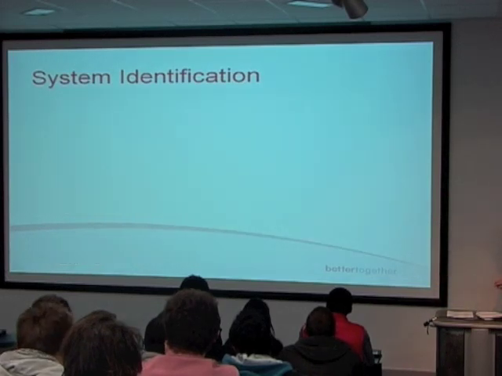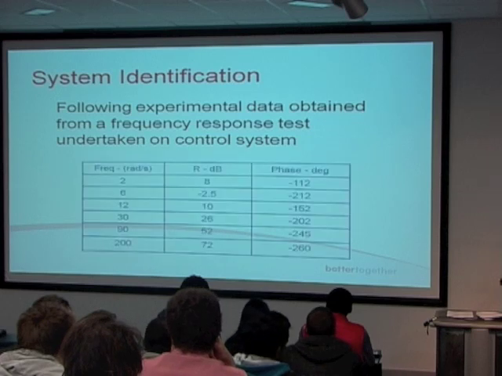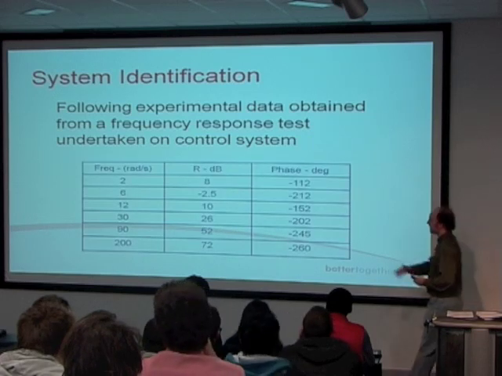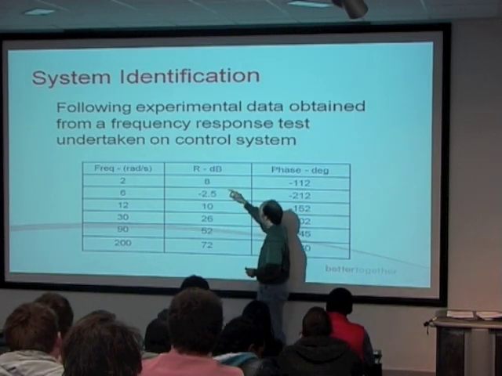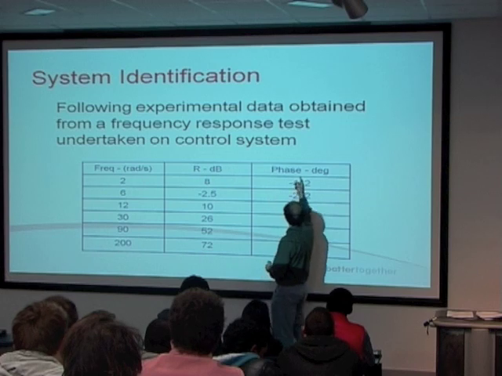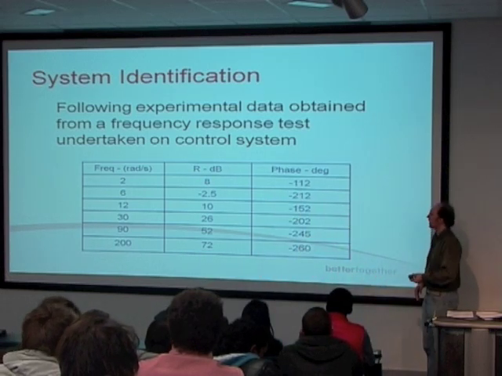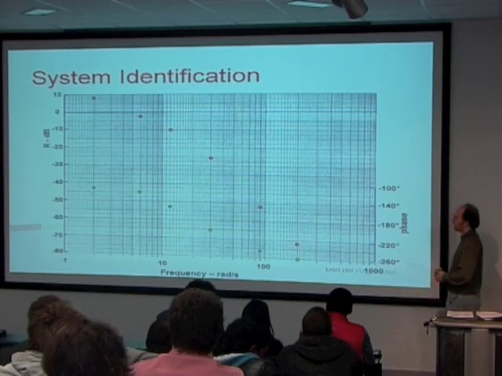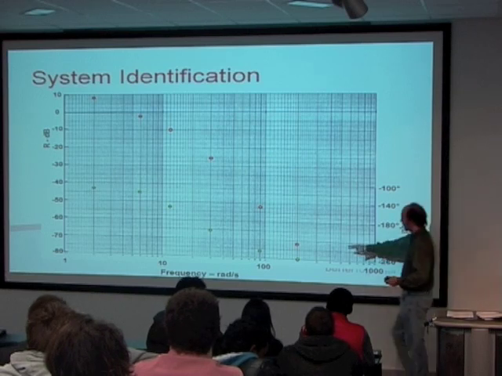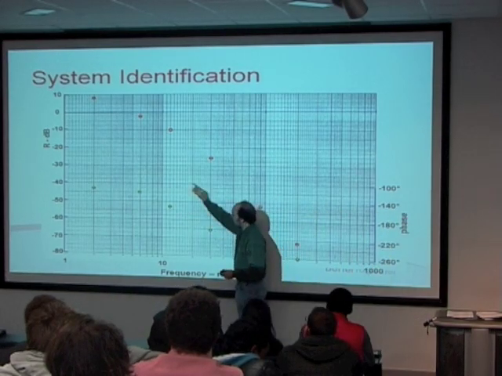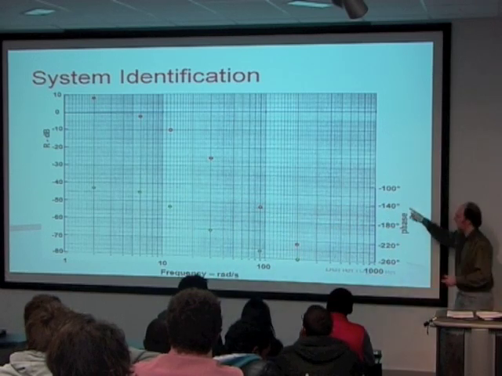So here's my data. I've been given a table of data obtained from a frequency response test undertaken on some control system. There are some frequencies I've been given in radians per second. I've got my amplitude ratio in decibels and my phase angle in degrees. So there's my data points. I take a Bode plot and I plot those points. Those are the points that I've got for my data. The red ones are the amplitude ratio, relating to that axis, and the green are the phase relating to that axis.